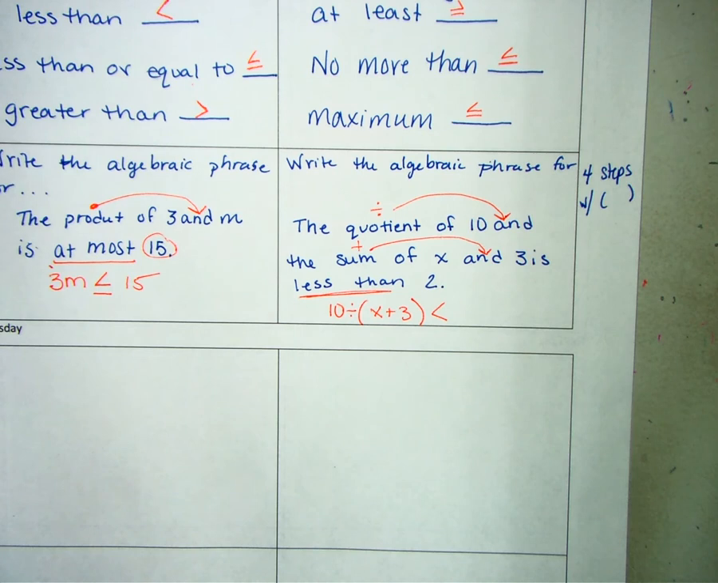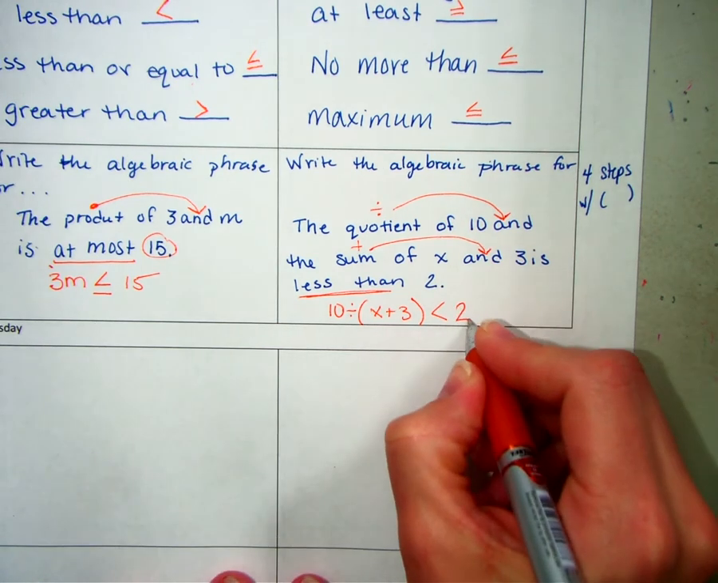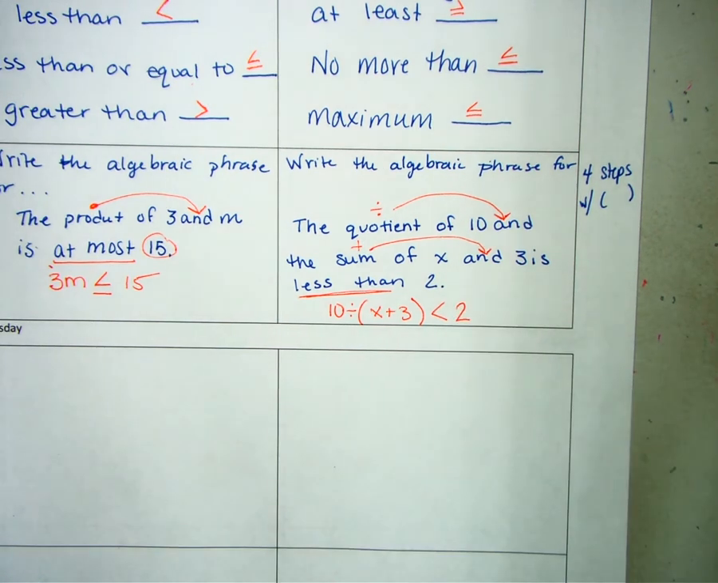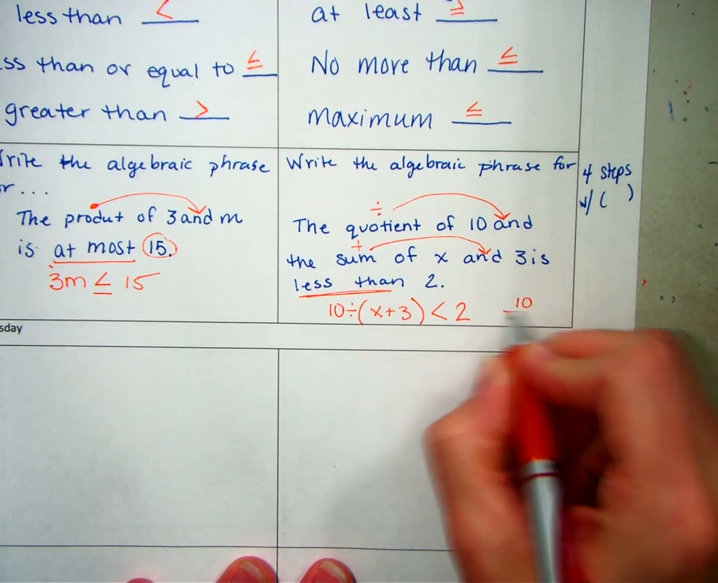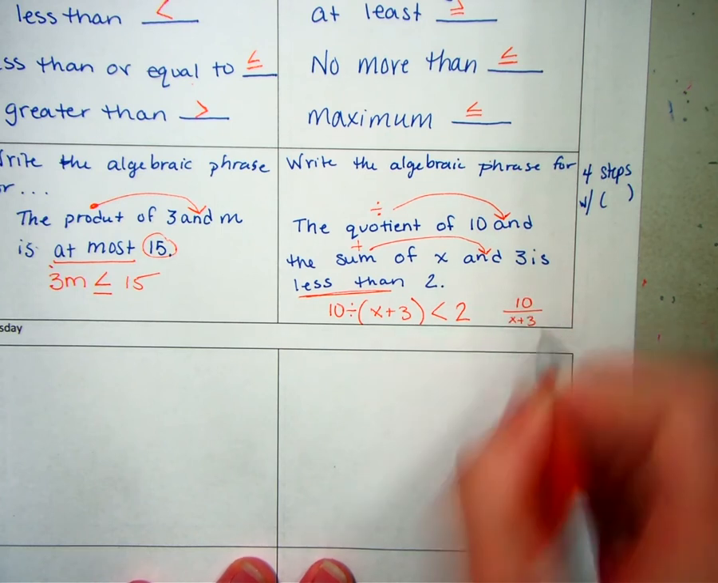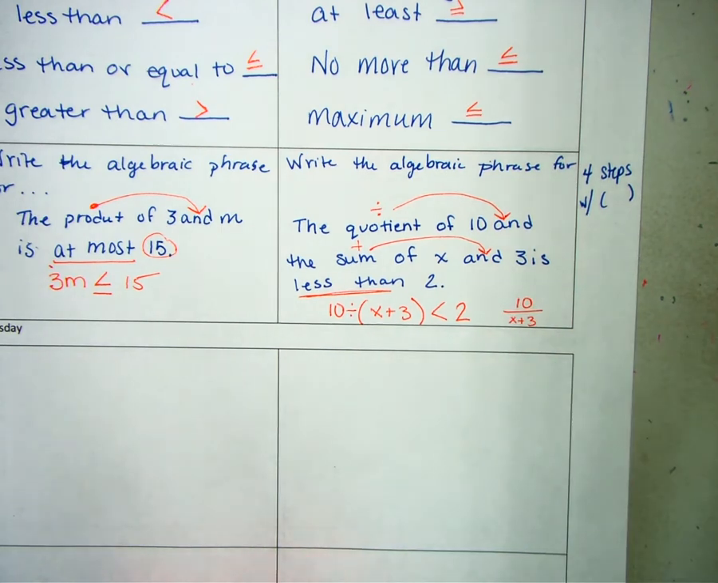Yes, ma'am? Can you write it as 10 over x plus 3? If the x plus 3 is together, absolutely. The question was, can I write it as 10 over and then the x plus 3? Yes, that's okay. It would not be okay if you did 10 over x and then put a plus 3 on the backside. But if you have the whole x plus 3 on the bottom, that's perfect.